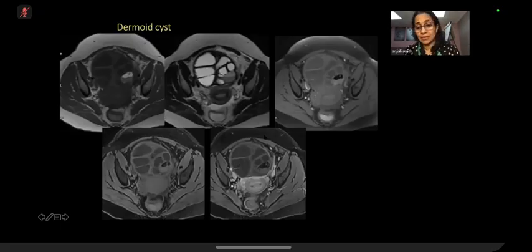Another thing, if you're just given one post-contrast image, how will you say it is a post-contrast image? For that, again, look at the uterus. Uterus myometrium will enhance. And remember the trilaminar zonal anatomy that you see in a non-contrast T2 image. Here you can see the myometrial enhancement.